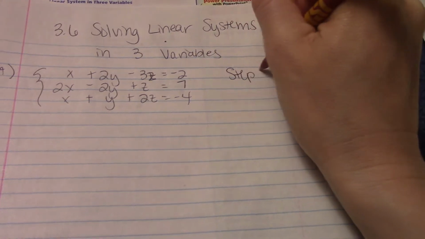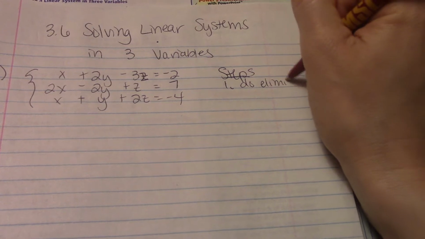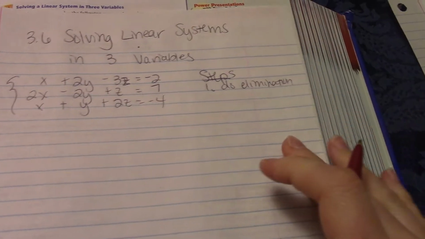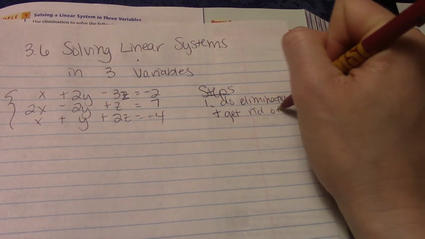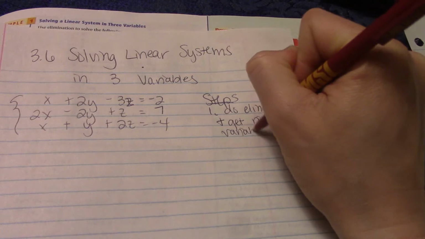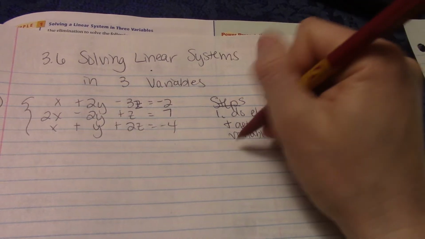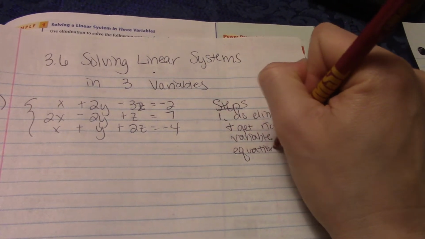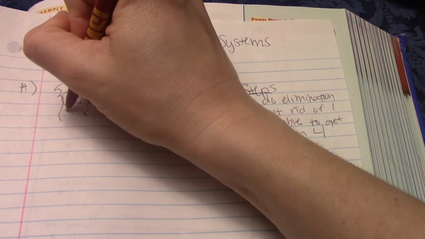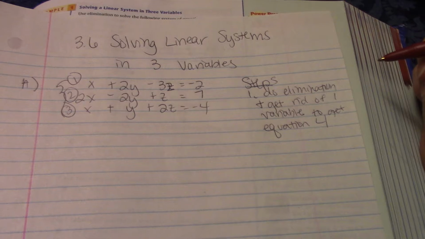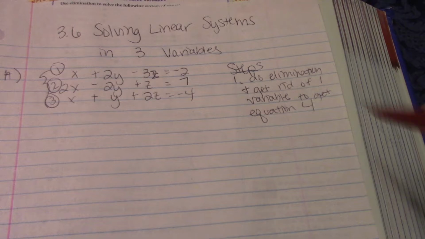So our steps. Our first step, do elimination and get rid of one variable. Okay, we're going to do this to get equation 4. So I'm going to actually label these equation 1, equation 2, and equation 3. It'll be helpful to see that in a minute when I start moving these around.